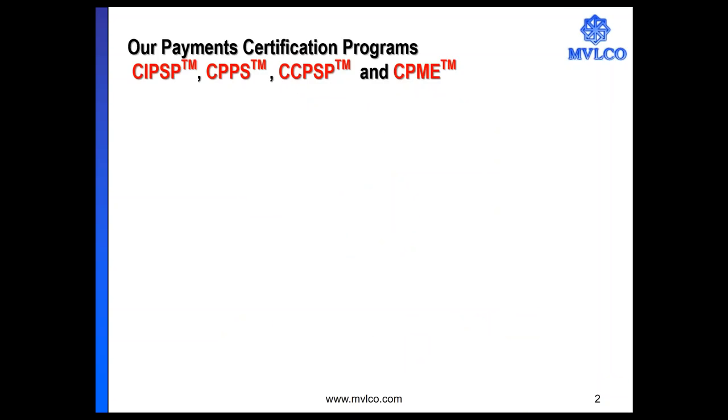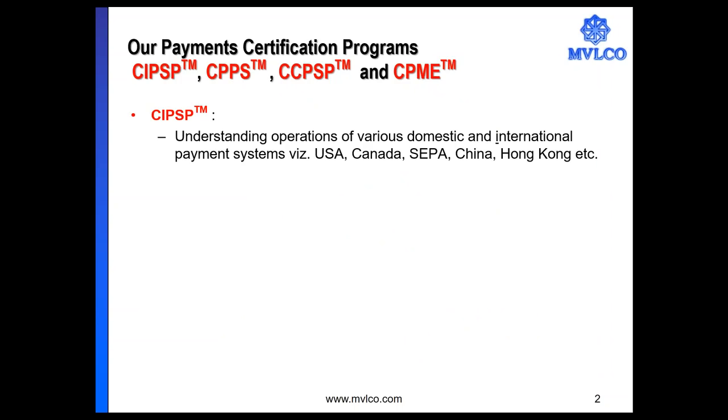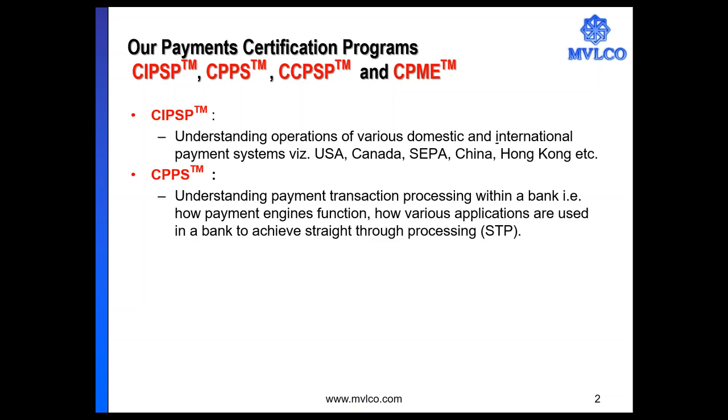Now, let's look at what kind of training programs we deliver in payment systems. We deliver four kinds of training programs in payment systems. The first program is the CIPSP, the Certified International Payment Systems Professional, which covers the understanding of operations of various domestic and international payment systems, like the payment systems in USA. We cover there the Fedwire, the CHIPS, the ACH, then Canadian LVTS. We cover the Single Euro Payment Area, like TARGET2 and the RTGS there. We cover China, Hong Kong, and of course India.